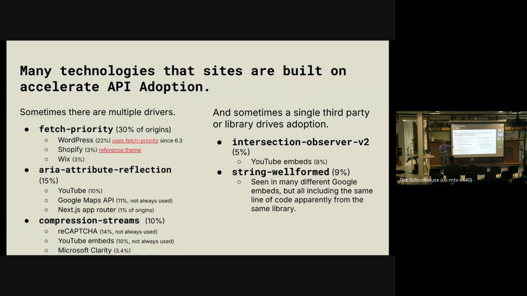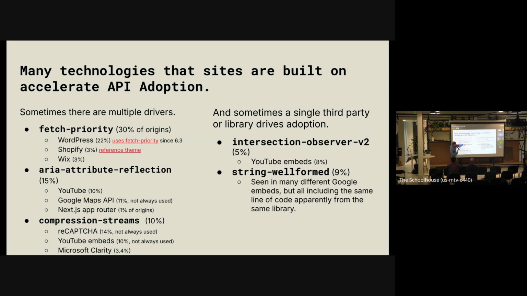ARIA attribute reflection: YouTube embeds, again, anytime they create an element, they're using ARIA attribute reflection to set accessibility properties on it. Same with Google Maps, although it creates fewer elements. Same with Next.js app router when it creates things. It's a similar story for compression streams, except instead of site creation, reCAPTCHA uses it, and that causes a lot of the usage there. We also see it, not always, on YouTube embeds. And Microsoft Clarity is a tool that allows you to record and replay web sessions, and it uses compression streams to upload them.